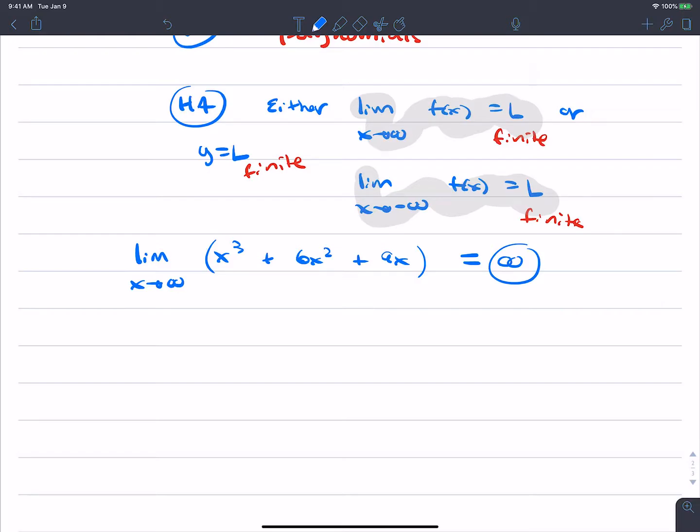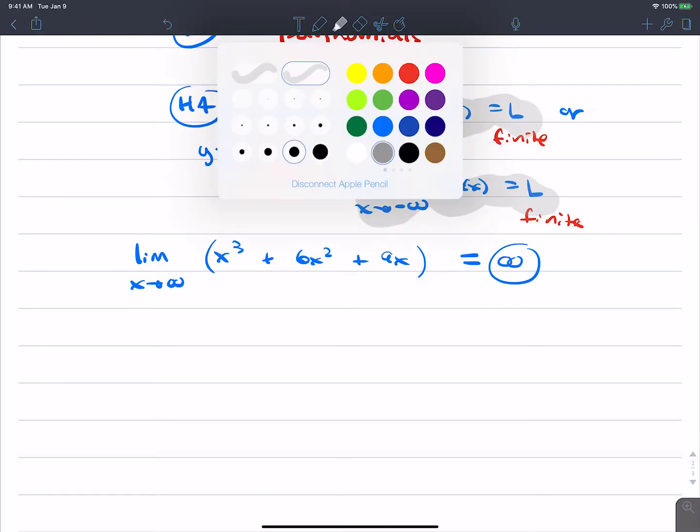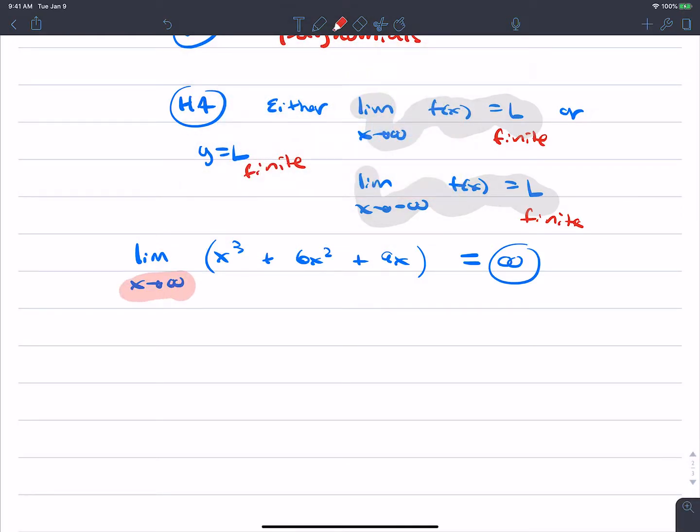How do I know that limit's infinity? Because as x gets big, what's happening to this x if I raise it to the third power? That's getting bigger. What happens over here if we raise that same x to the second power? That's getting bigger too, not as fast as the x cubed though. And then 6 times that, which is positive, so this is going to get plus infinity, big and big. And then what's happening to the same x? It's getting big, and that 9 is positive, so this is infinity.